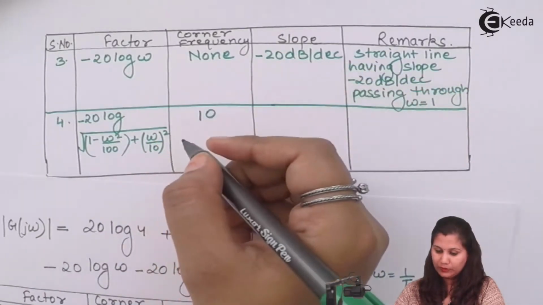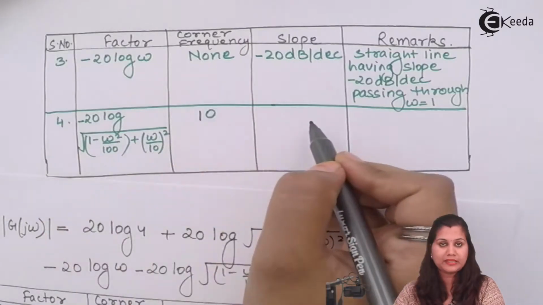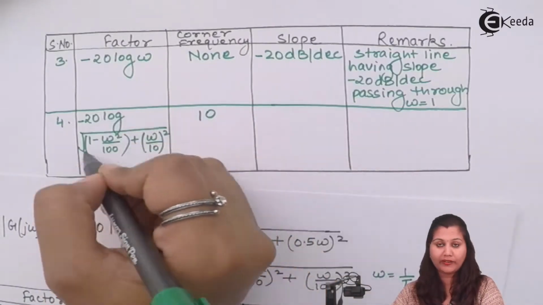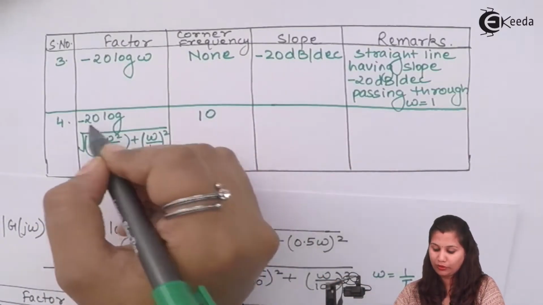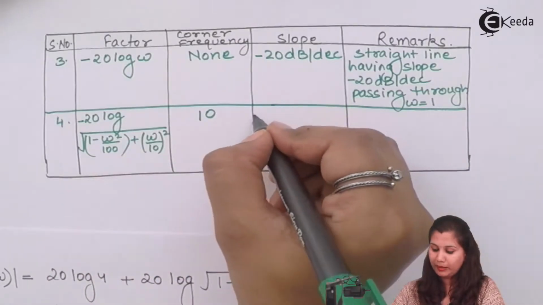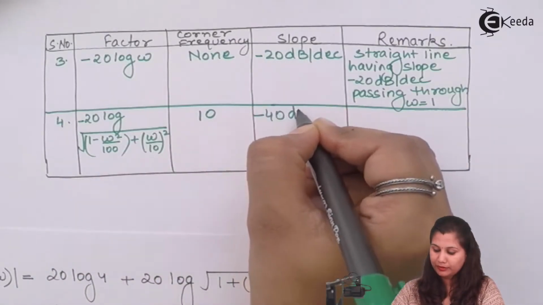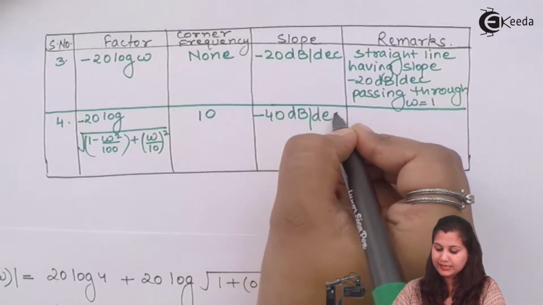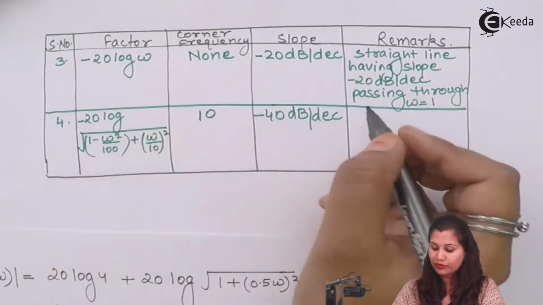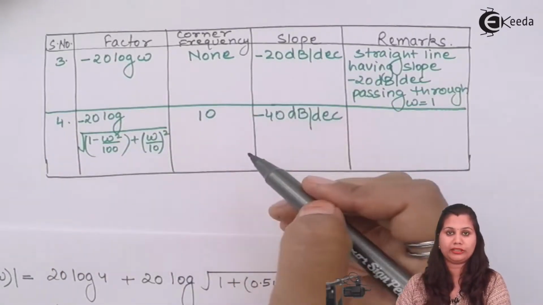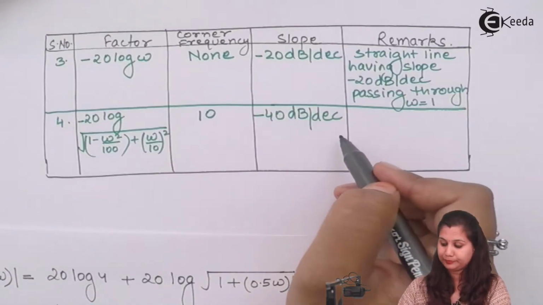Slope due to this will be minus 40 dBs per decade because this is a quadratic factor. Here we have a quadratic term. So this will be minus 40 dBs per decade. This is the second order term here. So we will have the slope as minus 40 dBs per decade.